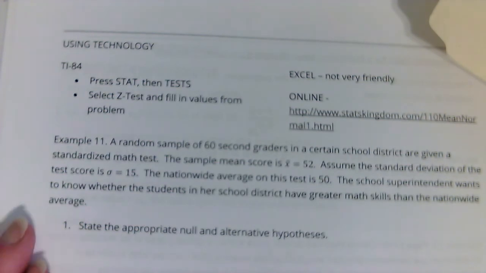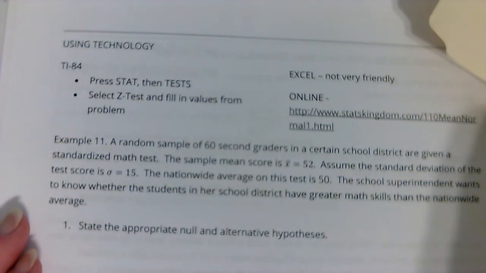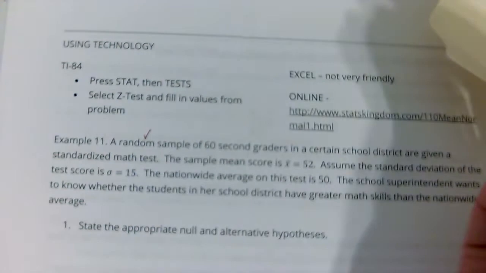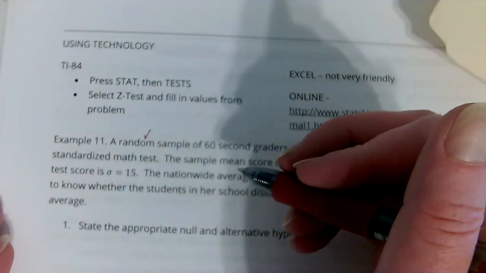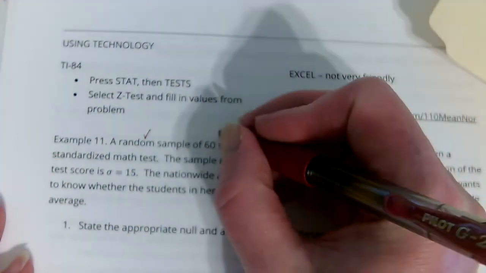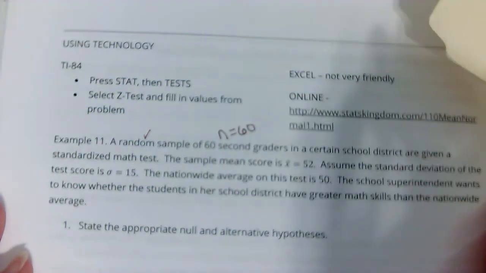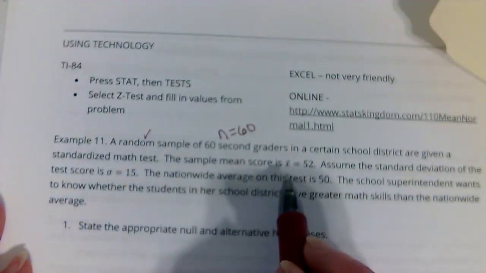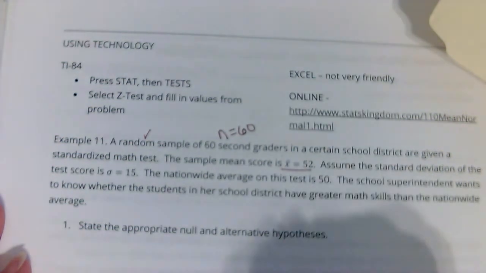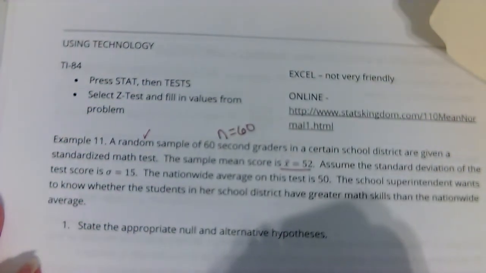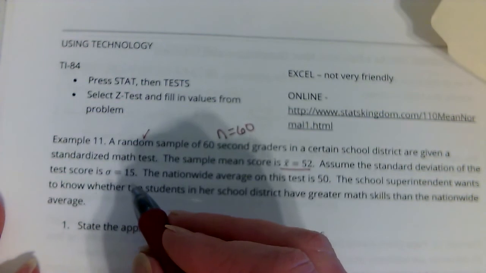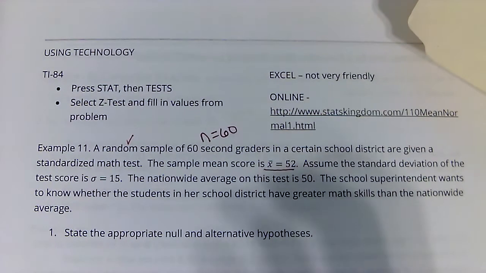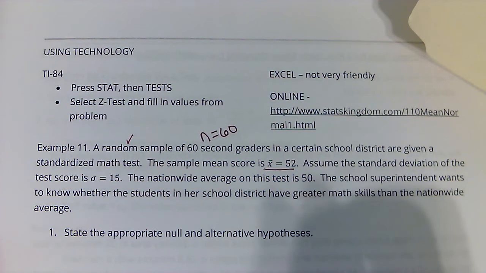So let's take a random sample of 60 second graders. Now is that enough? Yes, so we're random and 60, so N is 60. In a certain school district they are given a standardized math test. The sample mean score is 52. Assume the standard deviation of the test score for the population is 15. The nationwide average on this test is 50.